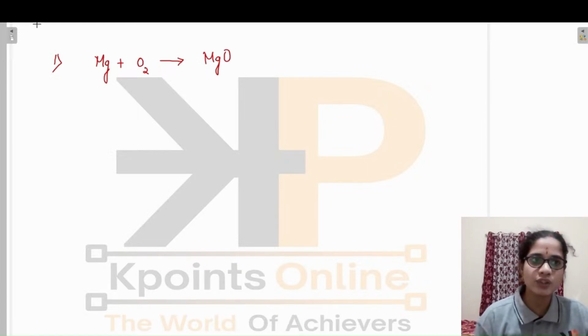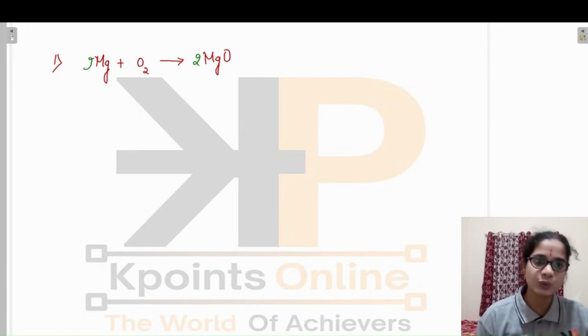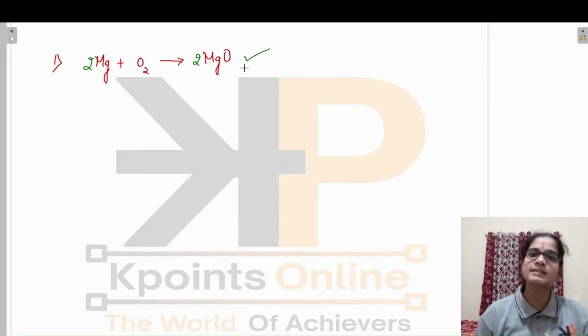So by writing the coefficient 2 here, I get the number of oxygen atoms the same on both sides. But what has happened to the magnesium atoms now? Here there is only one, but here there are 2 magnesium atoms. So again I need to write the coefficient 2 here so that the equation is balanced now.